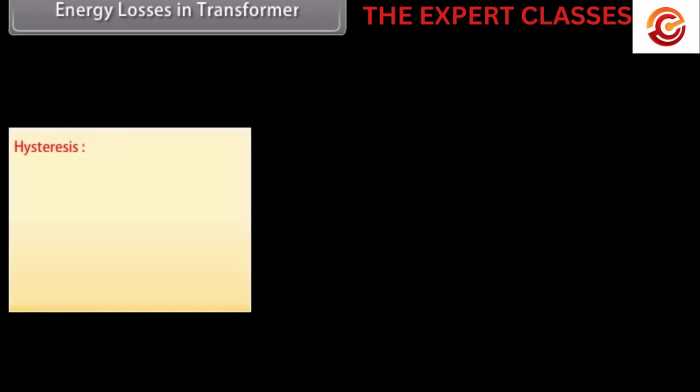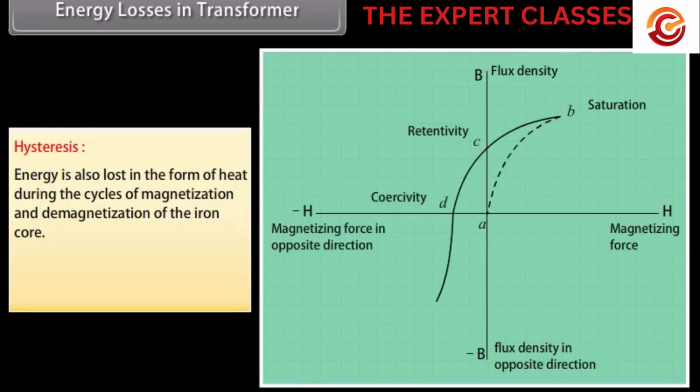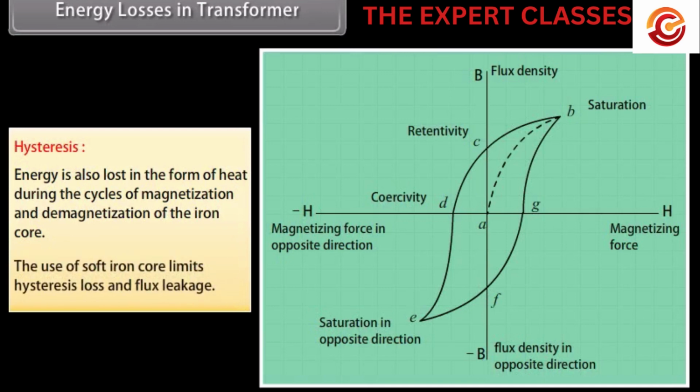Hysteresis: energy is also lost in the form of heat during the cycles of magnetization and demagnetization of the iron core. This loss can be minimized by using core material having narrow hysteresis loop. The use of soft iron core limits hysteresis loss and flux leakage.